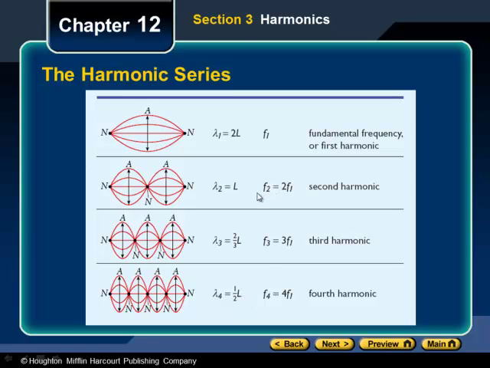And the second harmonic, f2, is equal to, in this case, twice the frequency of f1. And you can see that here. 3 times the frequency, 4 times the frequency, and so on.